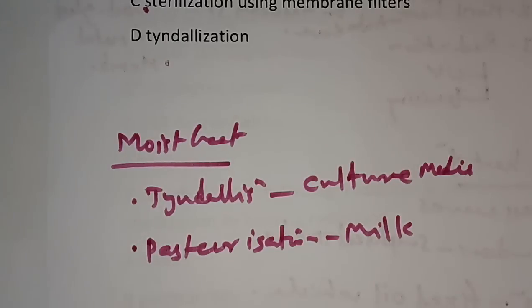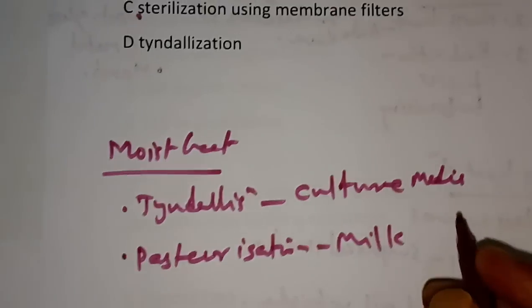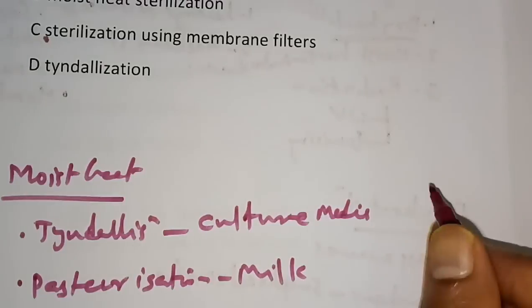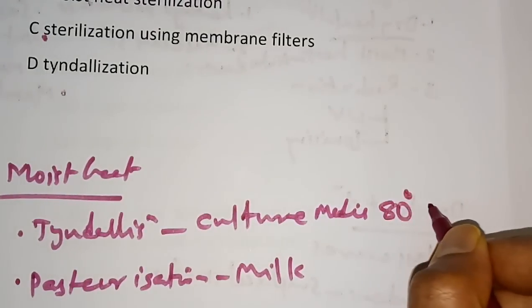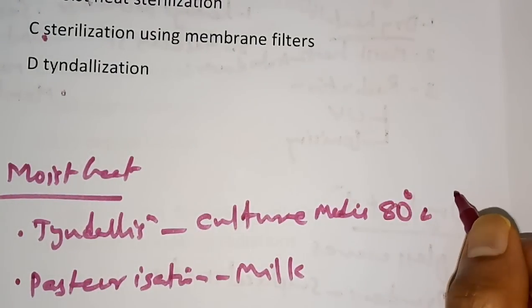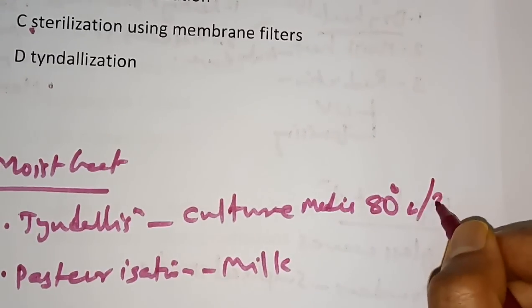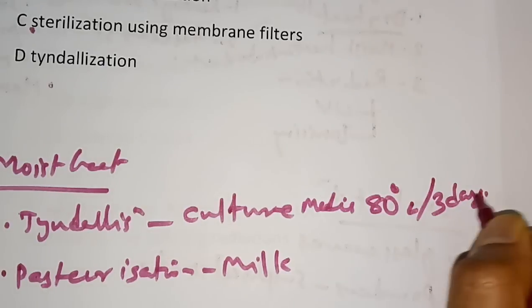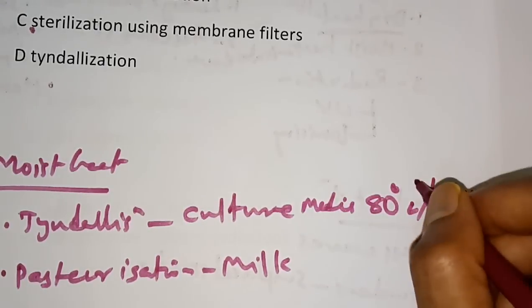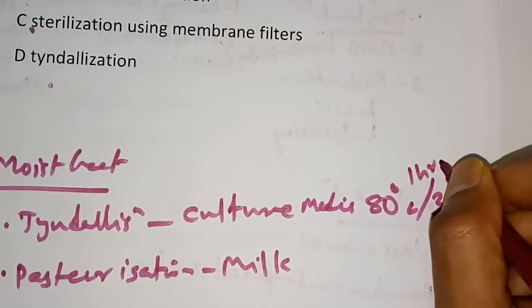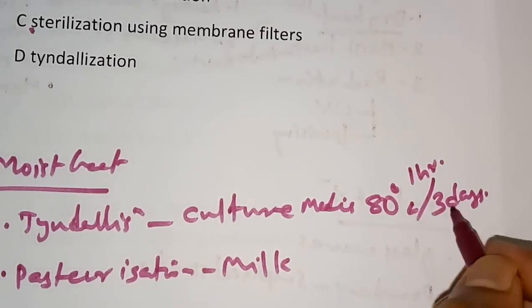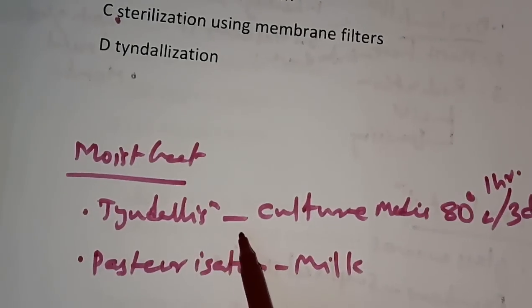Now the tyndallization technique is done at 80 degrees Celsius for the culture media. It is 80 degrees Celsius for 1 hour on three successive days. That is the sterilization technique.